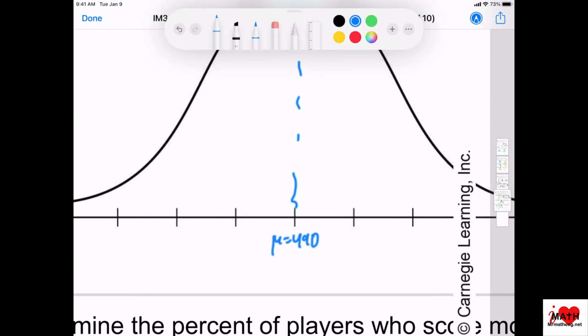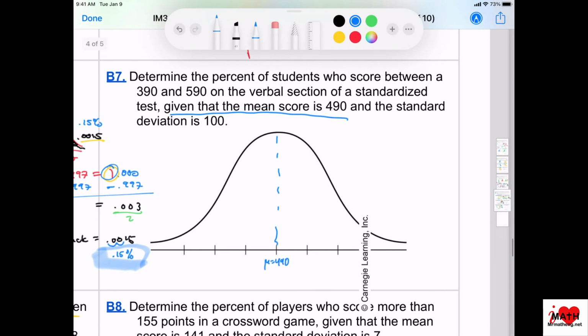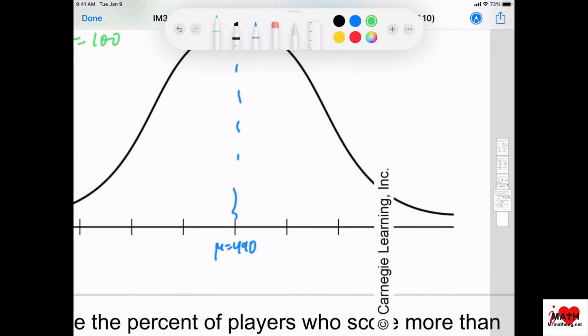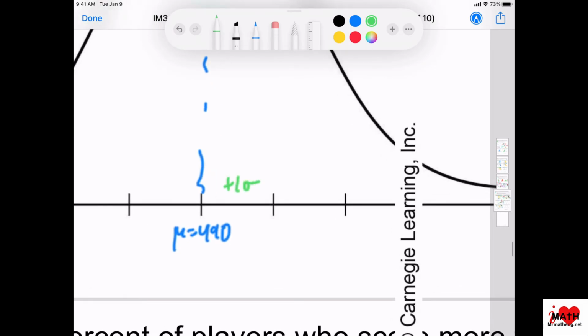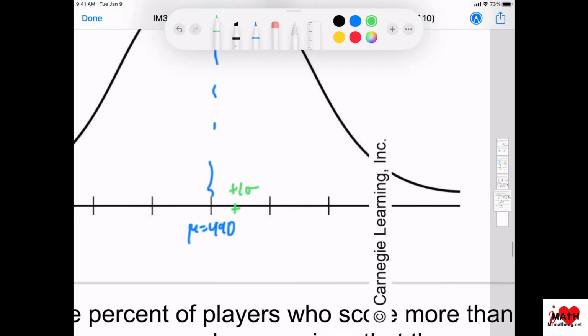That's just mu, or a symbol for the mean. And a standard deviation of 100. So plus 1 would mean adding 100. So that would give us 590. 2 100s would give us 690. And 3 standard deviations, adding 3 100s would give us 790.